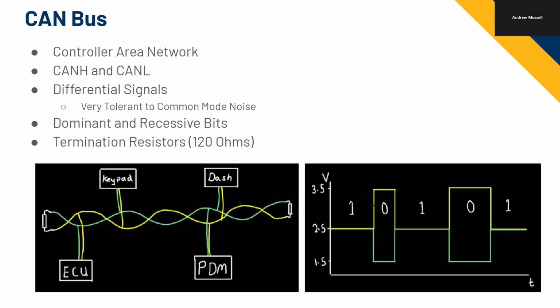Yeah, Allison. Can Dash communicate, like send signals back to ECU? Yeah, exactly. They're all connected to the same wires and they're all reading from the same wires. So CAN actually doesn't have controllers or peripherals. Everything has the same capability to drive and read from the bus.